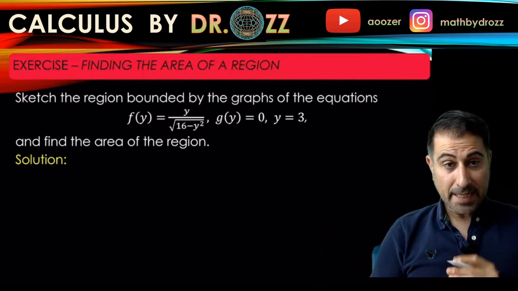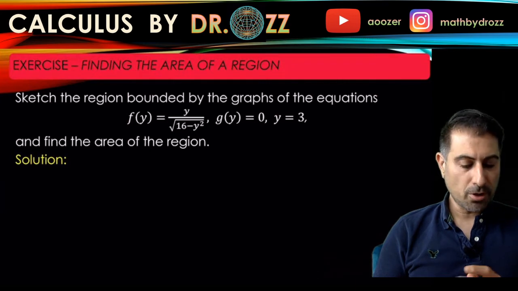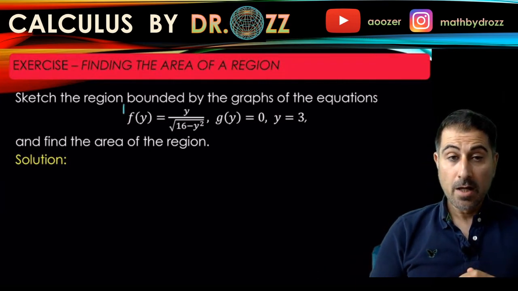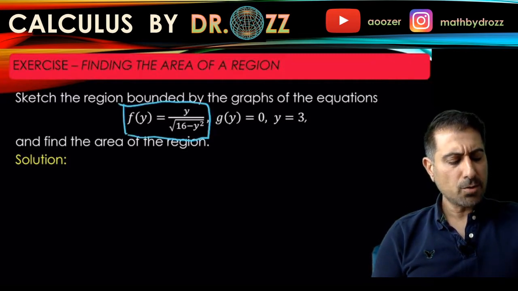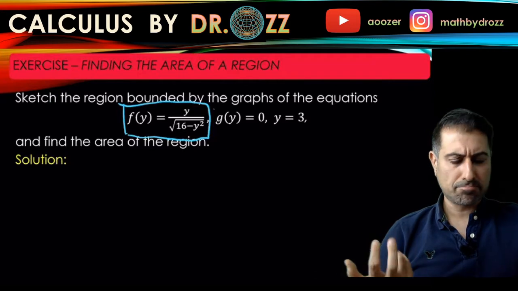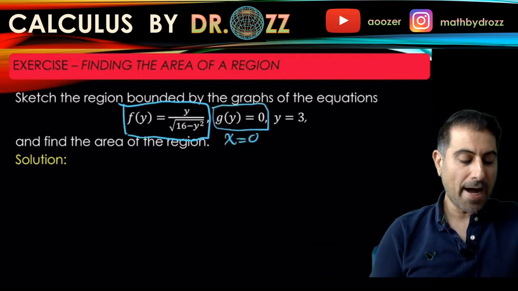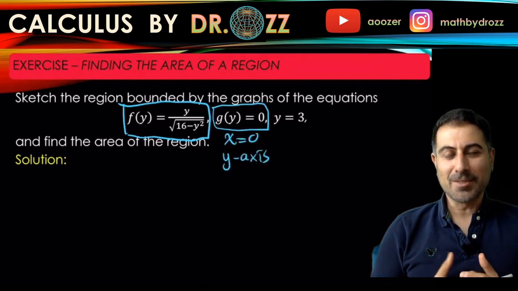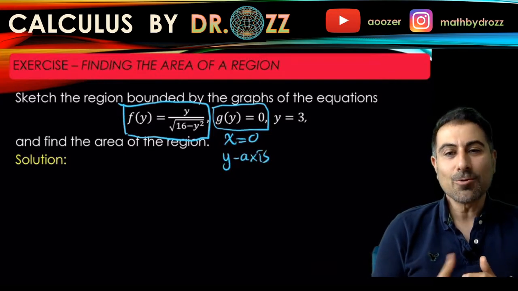So you have three tasks to do right now. Please have your TI-84s and make sure that you first graph this function. This is a function of y, so be careful on that. And you have g of y equals 0, which is equivalent to x equals 0, which is also equivalent to the y-axis. So essentially, g of y equals 0 is just the y-axis, x equals 0 in other words.